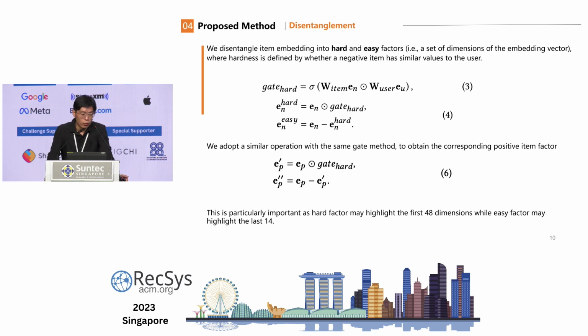So first, we disentangle item embedding into hard and easy factors, each a set of dimensions of the embedding vector. Hardness is defined by whether a negative item has a similar value to the user. You can see equation 3 and equation 4. We design a gate method. Then we adopt a similar operation with a positive item. This is particularly important, as the hard factor may highlight the first 48 dimensions, while the easy factor may highlight the last 40. So it is important to keep the alignment of the dimensions.